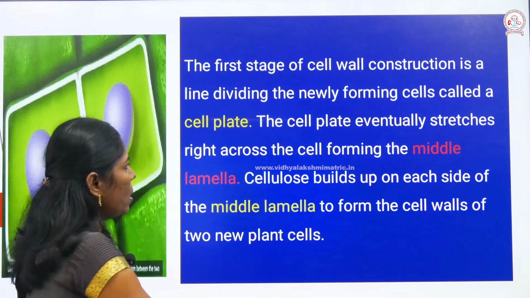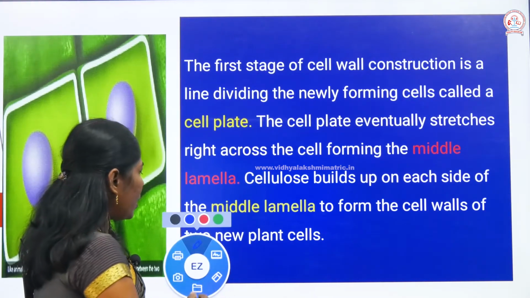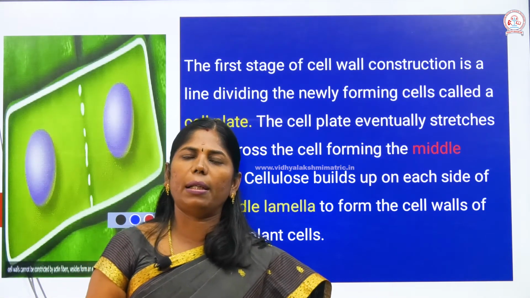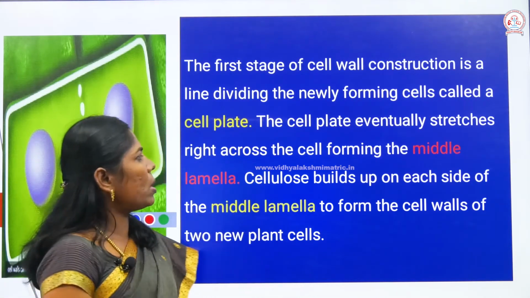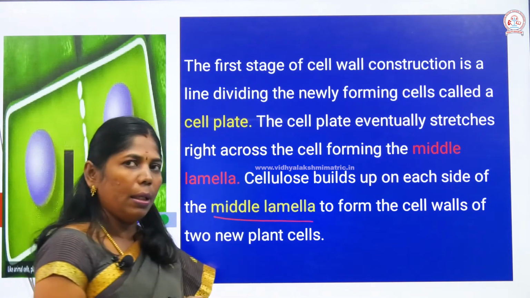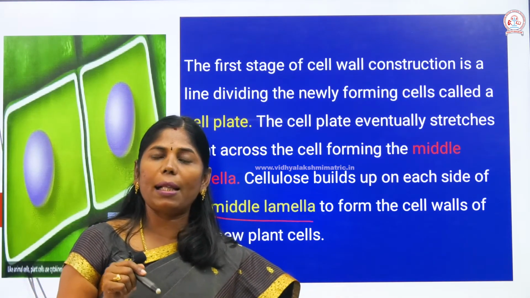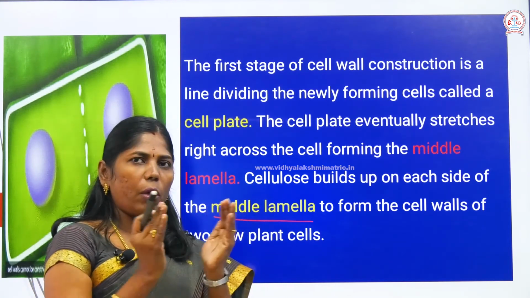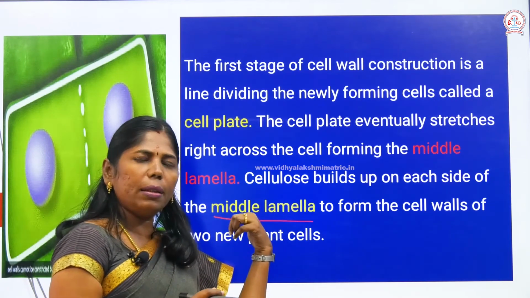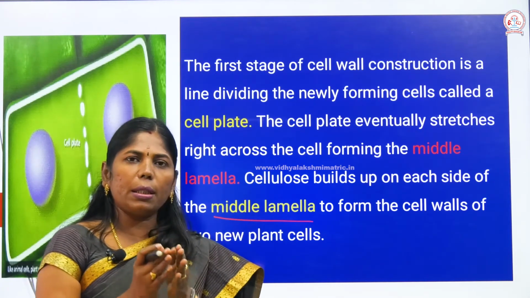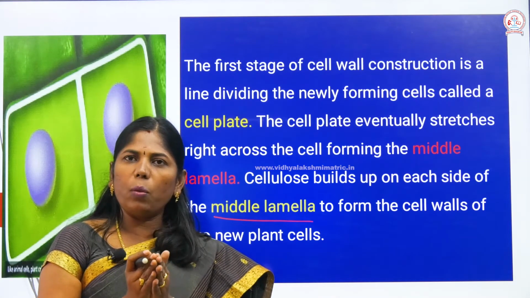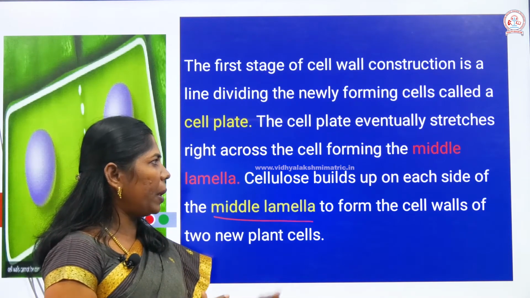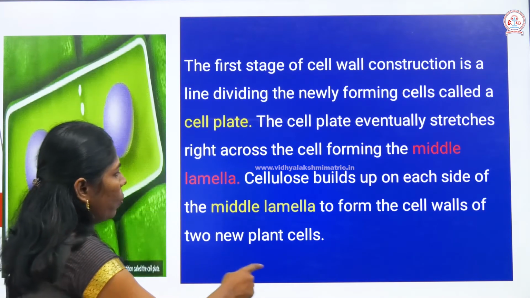Okay, so cellulose builds up on each side of the middle lamella. So what is cellulose? Cellulose is the cell wall material. The basic cell wall material is cellulose. Actually, the middle lamella is made up of calcium and magnesium pectate. So the middle lamella and the cell wall material are different, but it acts like cement. It is present in the middle region of the cell wall. What lies at the center between the primary wall and the secondary wall is the middle lamella. So cellulose is built up on each side of the middle lamella to form new cell walls.